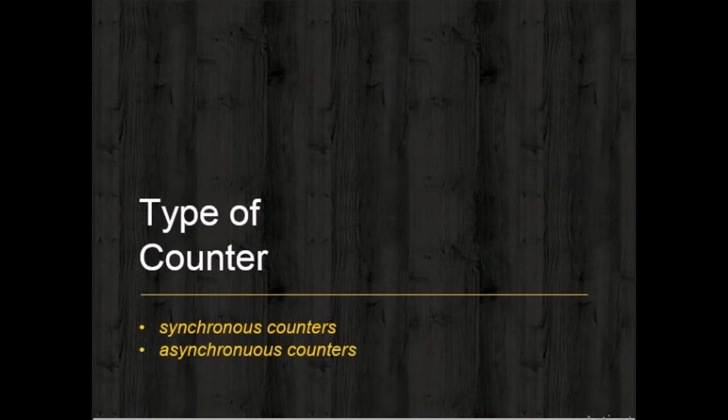The next is we will discuss the types of counters. There are two types of counters. The first is synchronous counters, and the second is asynchronous counters. Synchronous counters operate simultaneously with clock pulses. Sometimes they can be called series counters. The second one is asynchronous counters. It's the reverse way of the synchronous counter. It operates not simultaneously with clock pulses, or can be called ripple counters.